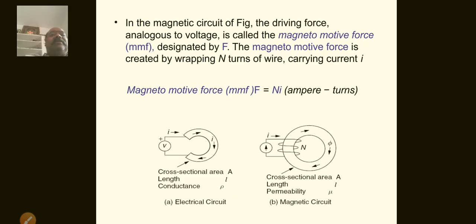So, analogous to the voltage is called the magnetic force. That means the driving force, which is analogous to the voltage, is the magnetomotive force in a magnetic circuit, which is designated by F. The magnetomotive force is created by wrapping N turns of wire carrying a current I. So the magnetomotive force, MMF, indicated by F, is equivalent to Ni ampere turns.